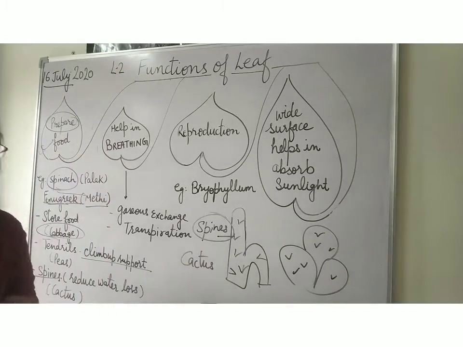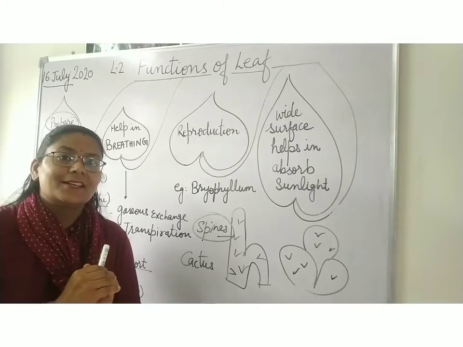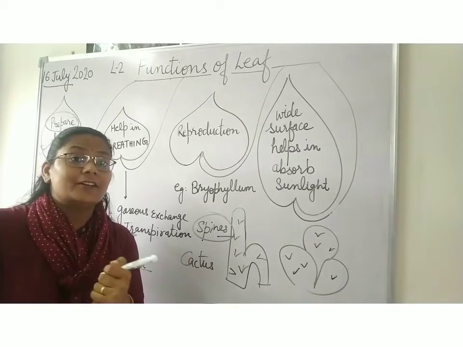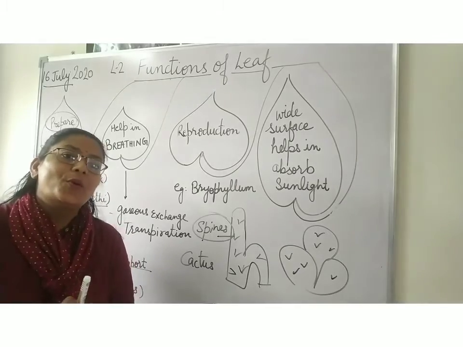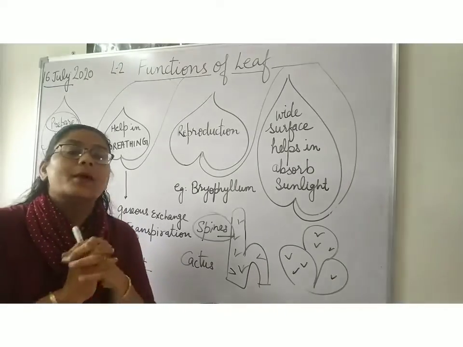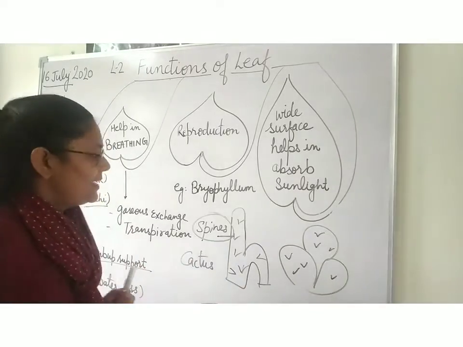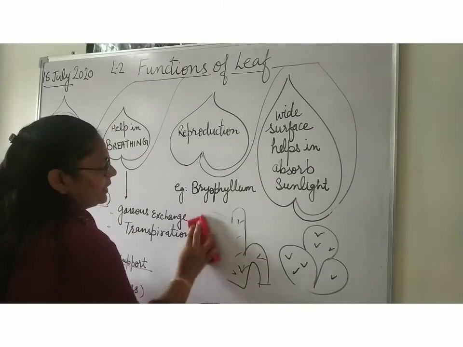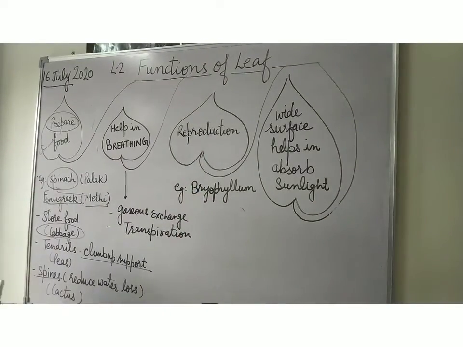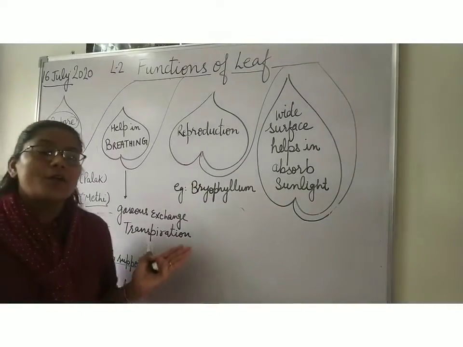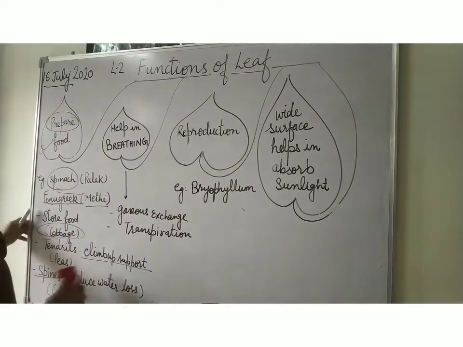Other than that, some plants have conical shaped leaves. The plants which are found in the mountain regions have cone-like leaves. Okay, because of that the snow doesn't settle down and the leaves can adapt to the cold environment. Clear, children? So these all are the functions of the leaf. We will move on to the other function, that is help in breathing.